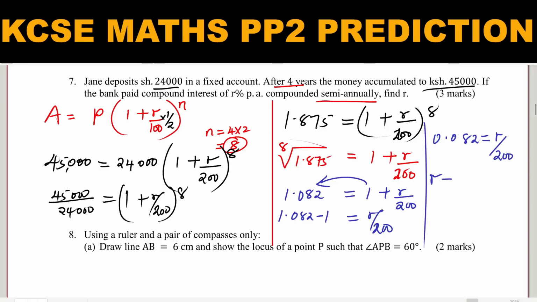So to get r, you simply multiply both sides by 200. So this will be 200 times 0.082, and this will give 16 and 2 over 5%, or you can give it as 200 times 0.082, 16.4.